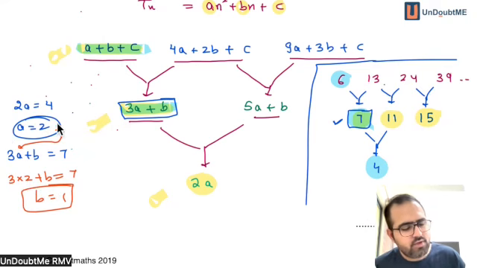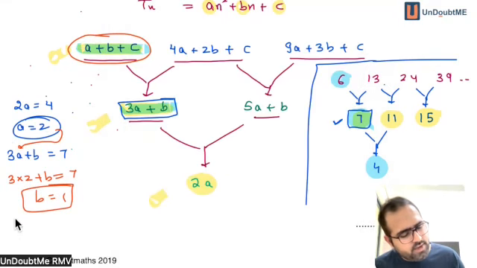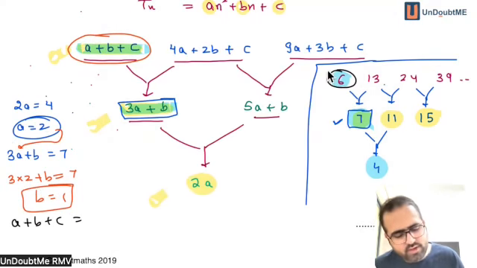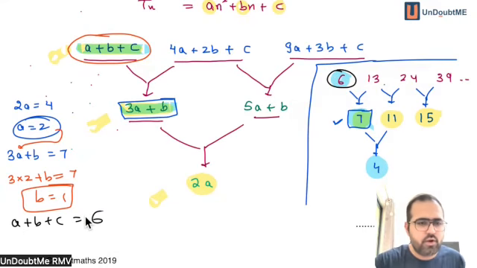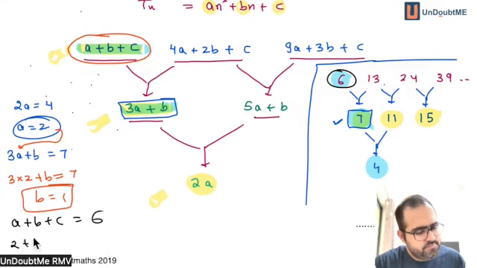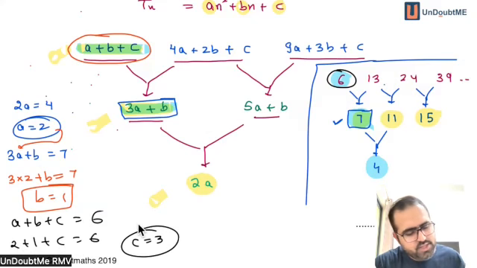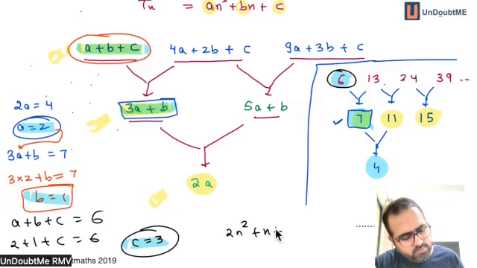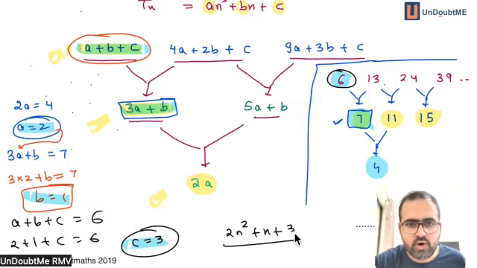Now I have a and b, so I can very easily go ahead with the third one. So I will put a plus b plus c, which is the first term of the sequence, and that is equal to 6 as per the example. And if a is 2 and b is 1, then c is 3. So that will give me the value of c. Eventually, I got all three, a, b, and c. I can put all of them in the general term. So that will be 2n squared plus n plus 3. That is the general term of the given quadratic sequence.